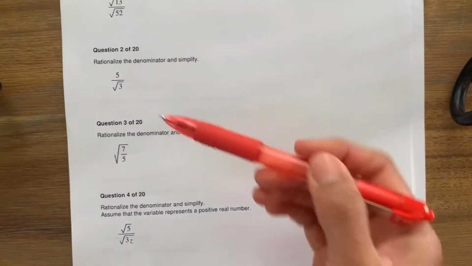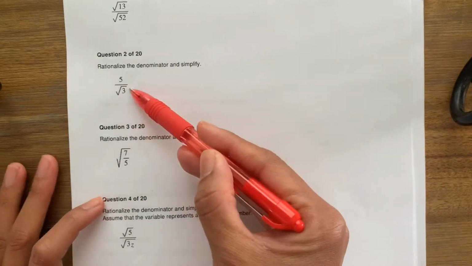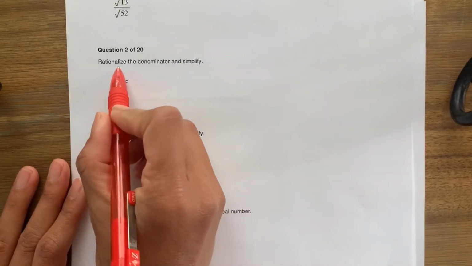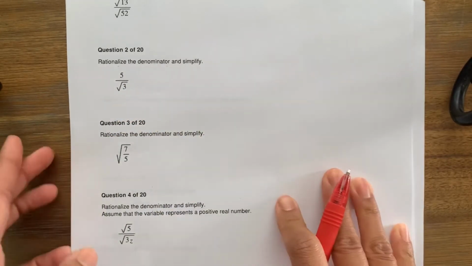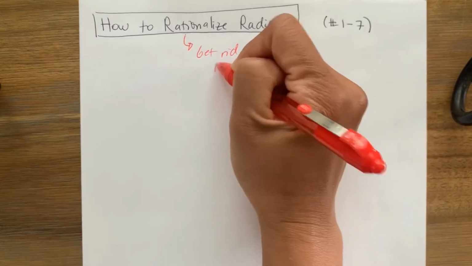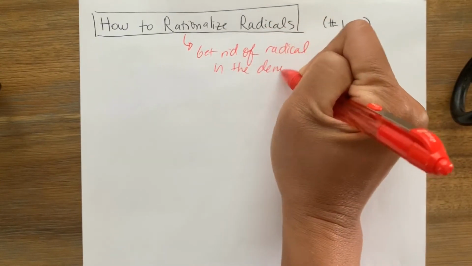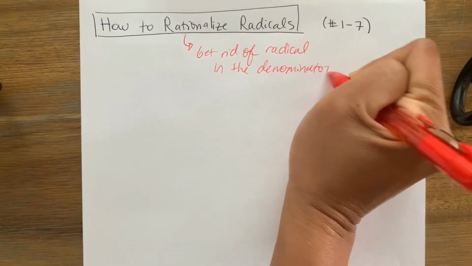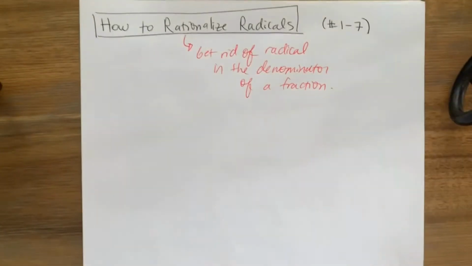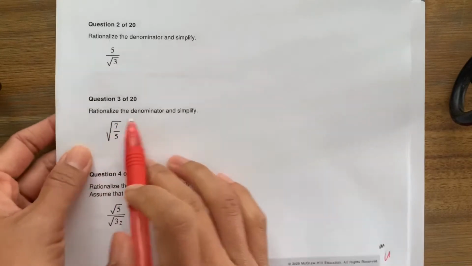Well, we're not going to divide the fractions. We're going to rationalize the denominator of these fractions. So notice the words rationalize the denominator. In other words, we want to get rid of the radical in the denominator of a fraction. Notice that all of these directions say rationalize the denominator.